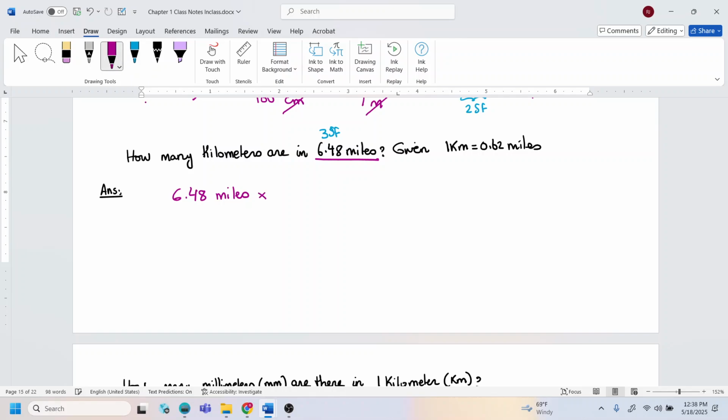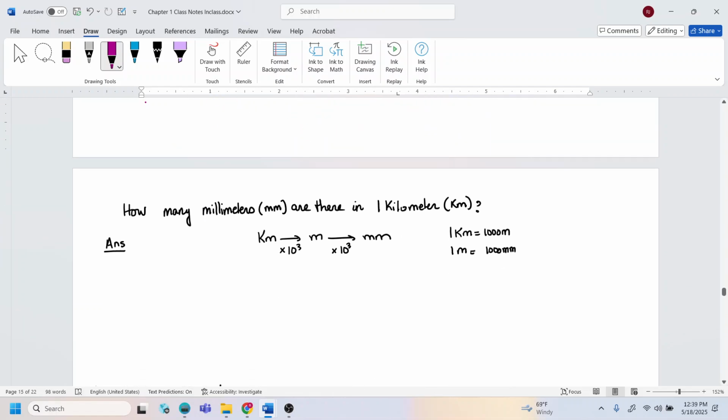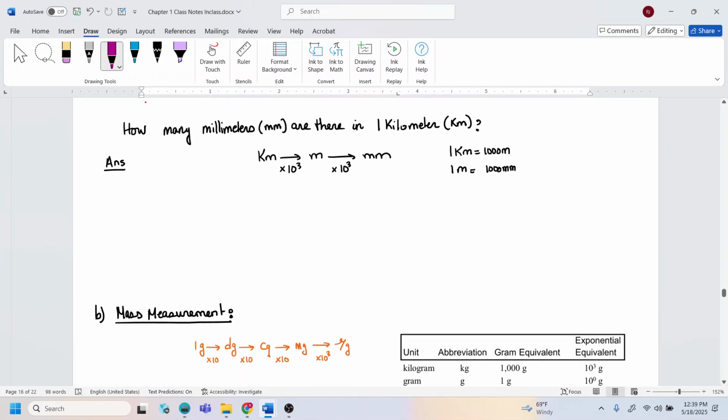So now I want to cancel the miles and I want to introduce the kilometers in there. So whatever I want to introduce needs to be in the numerator. Whatever I want to cancel has to be in the denominator. This is going to be the miles. So you cancel the miles in there, and that is going to be 10.5 kilometers. And this is, again, 3 significant figures. More examples in there. I mean, it's the same concept. It is the same idea in there. Sometimes it is a 1 step. Sometimes it is a 2 step.